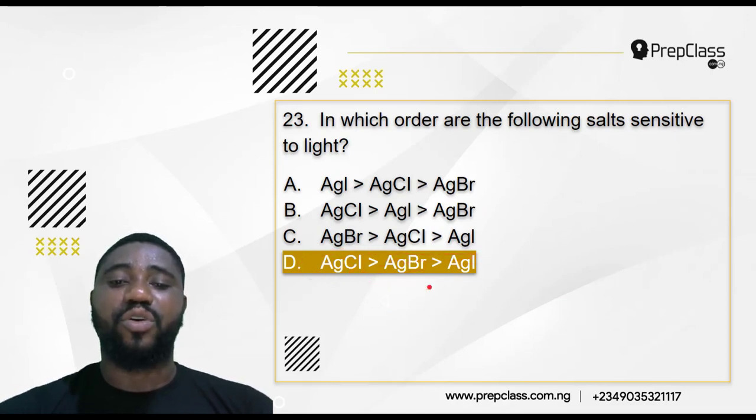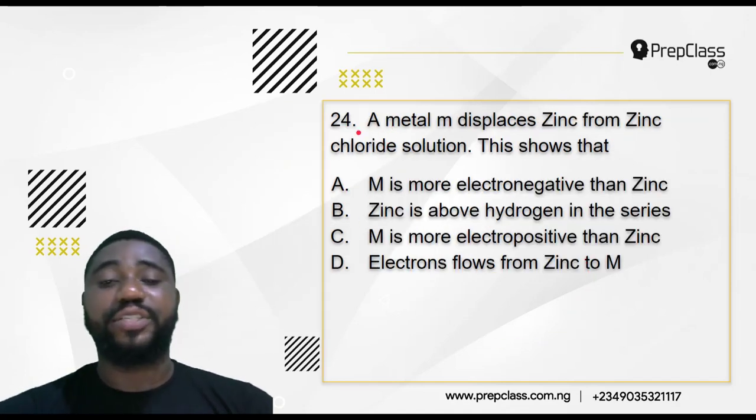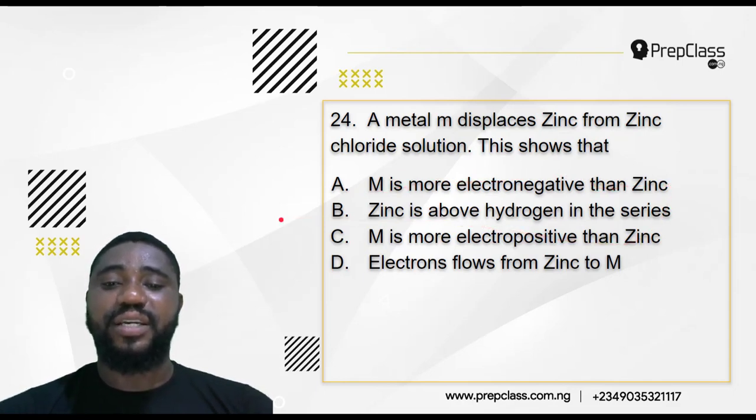AgCl is more sensitive, then followed by AgBr, which is less sensitive, followed by silver iodide, which is the least sensitive. Option D is our correct answer. 24. A metal M displaces zinc from zinc chloride solution. This shows that M is more electronegative than zinc. Zinc is above hydrogen in the series. M is more electropositive than zinc. Electrons flow from zinc to M.